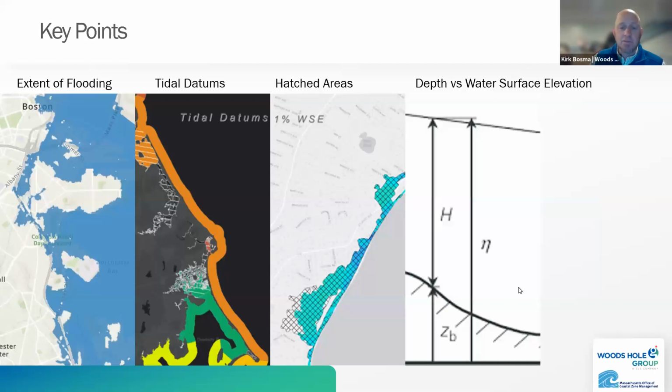If you're in level 2 or level 1, the extent is the same. It does not move. So you can be confident that whatever data set you're using, that is where the flooding is going to be. Tidal datum information. That's not a map shoreline position.